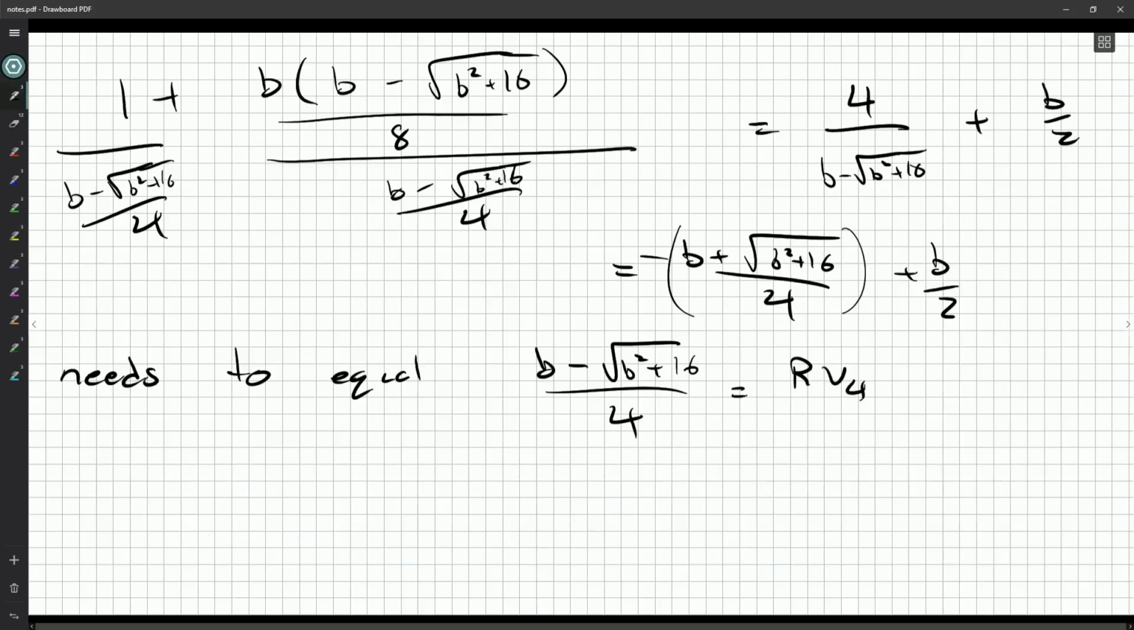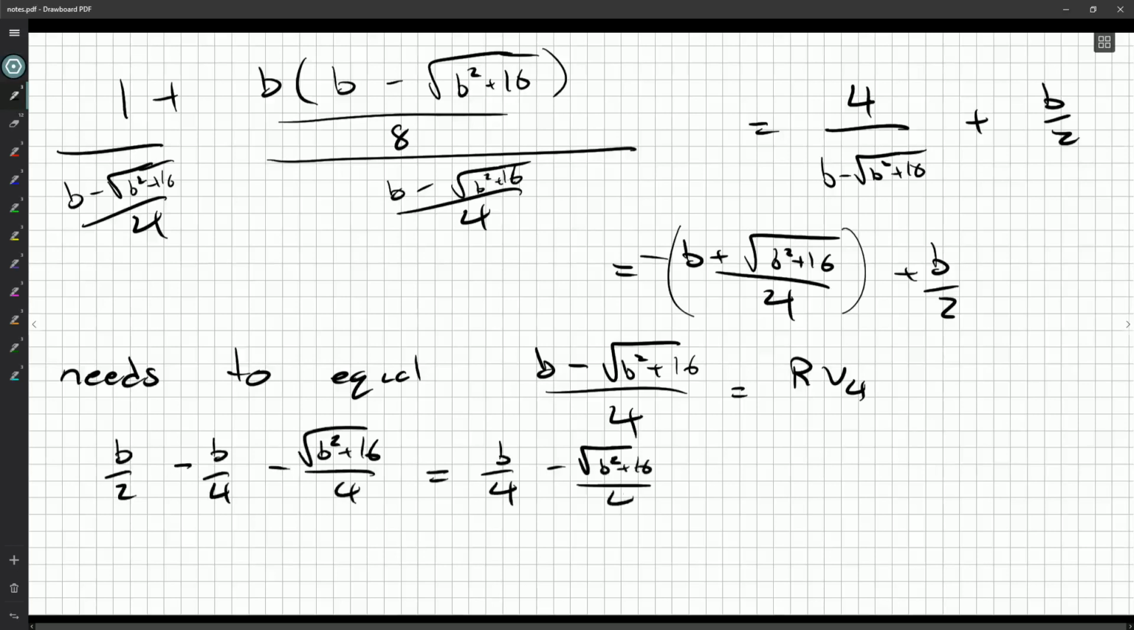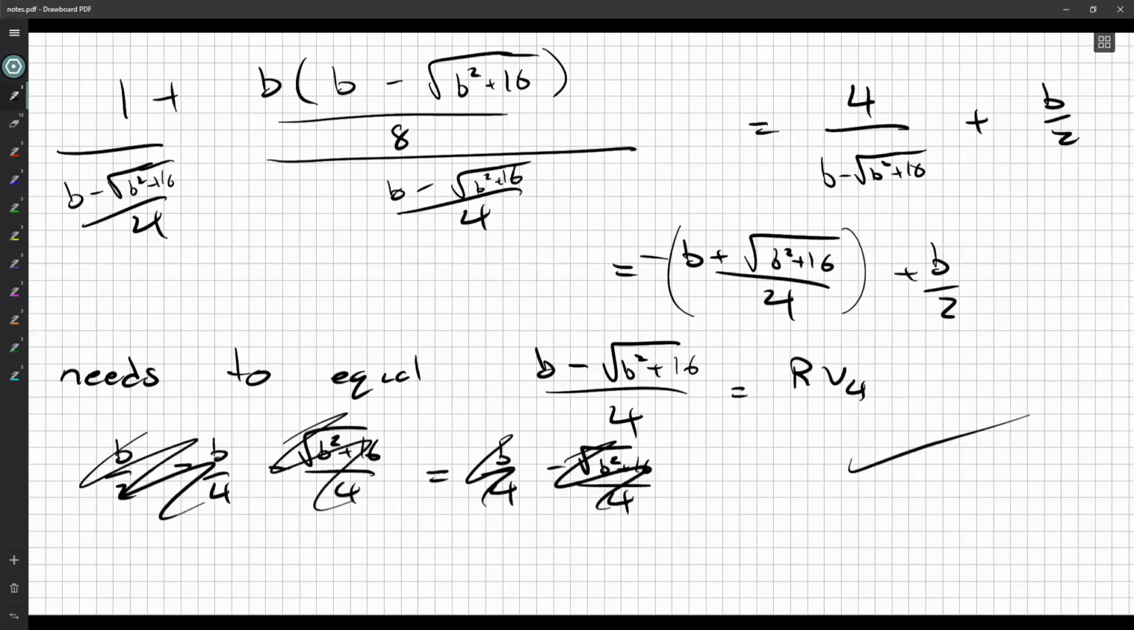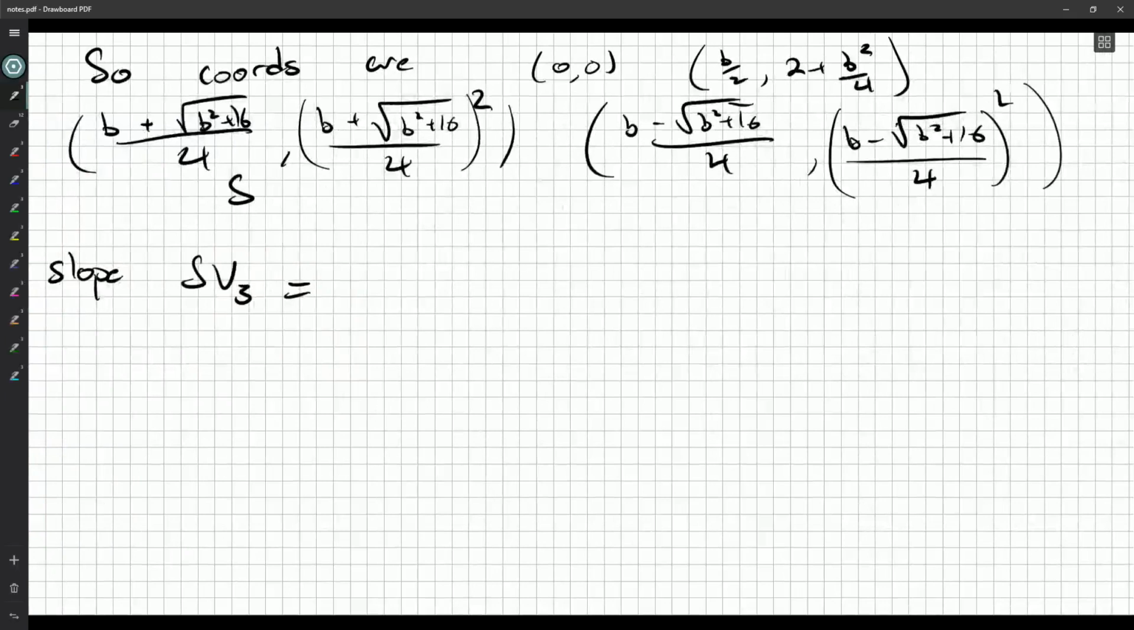Okay, so we've got b over 2 minus b over 4 minus the square root of b squared plus 16 over 4. Needs to be equal to b over 4 minus the square root of b squared plus 16 over 4. Those two cancel out to be b over 4, and so this is already happy. This is already satisfied. So do I really just need c equals 2? Because I think the next one's going to do the same sort of thing.